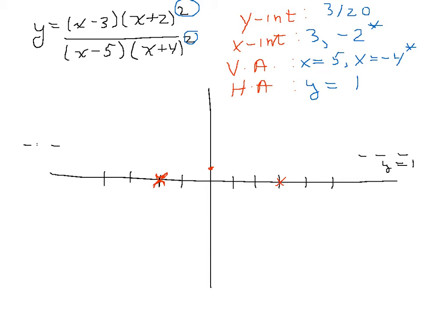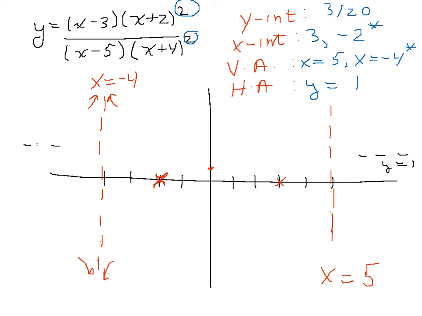We have a vertical asymptote at x equals minus 4 and the vertical asymptote at x equals 5. And remember, the one at minus 4 was special, and it's special because that's squared. What that means is it does the same thing on both sides. It either goes up on both sides or down on both sides, and we'll figure out which one in a second. So here we go.